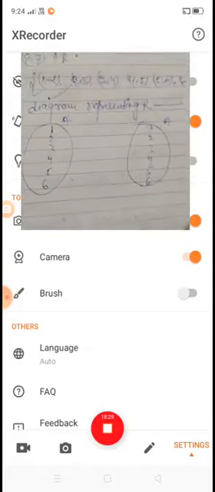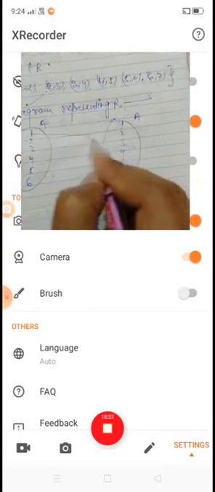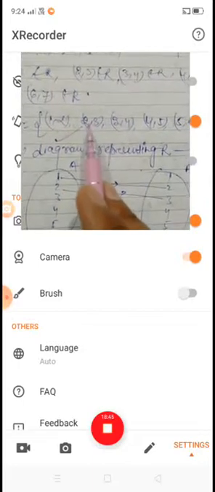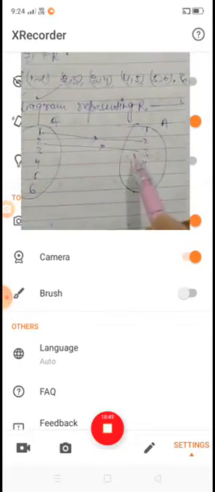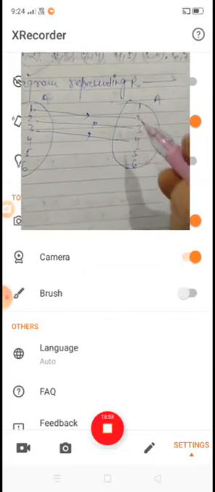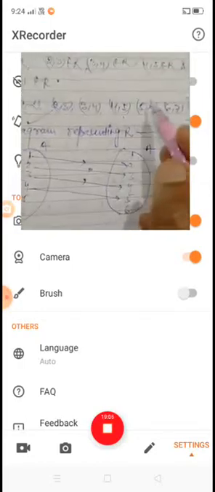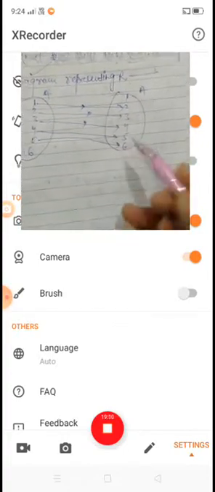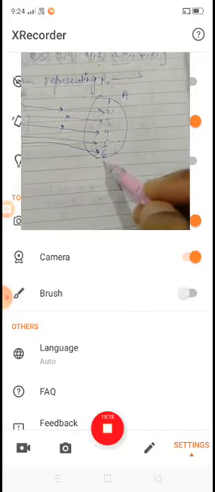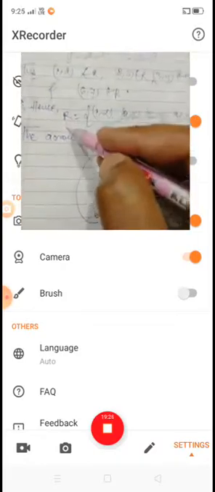Okay, so in the given context 1 is related to 2, 2 related to 3, because (2, 3) belongs to the relation, so we join 2 to 3, then 3 to 4, 4 to 5, 5 to 6, and the last one 6 to 7. But 7 is not an element of A. So this is the required arrow diagram representing the given relation R.